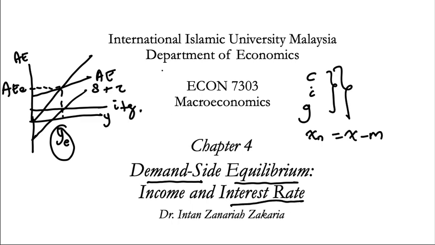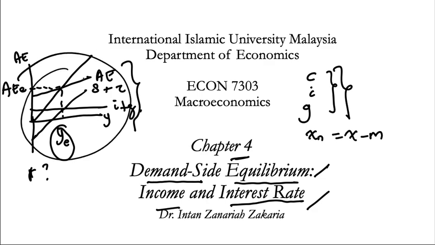So now, what we can do in this analysis is look at the equilibrium not only for income, but also for interest rate. That means in the previous analysis and the previous chapters, what happens to interest rate? Interest rate is assumed to be exogenous and it doesn't move with any variables in the system. All right, so for chapter 4, we relax this assumption.